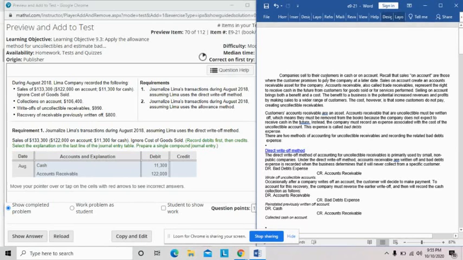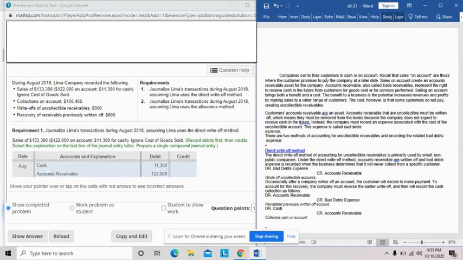So the thing with this problem is that companies sell to the customers in cash or on account. Recall that sales on account are those where the customer promises to pay the company at a later date. Sales on account create an accounts receivable asset for the company. Accounts receivable, also called trade receivables, represent the right to receive cash in the future from customers for goods sold or for services provided or performed.